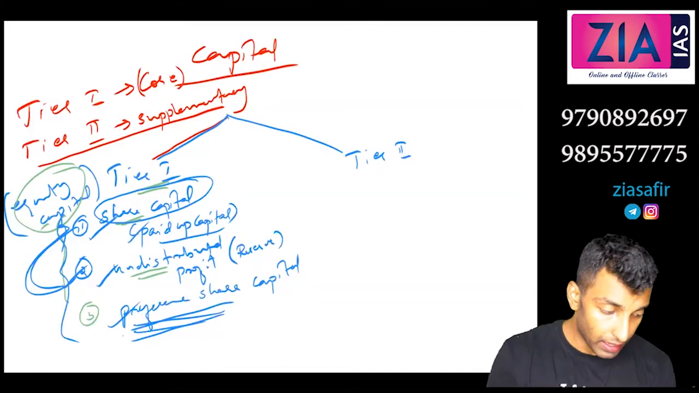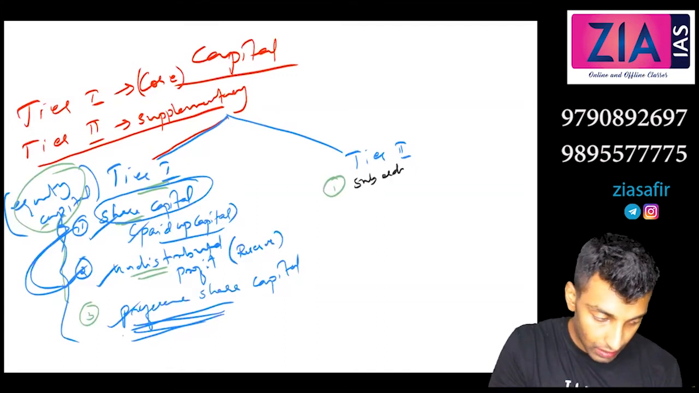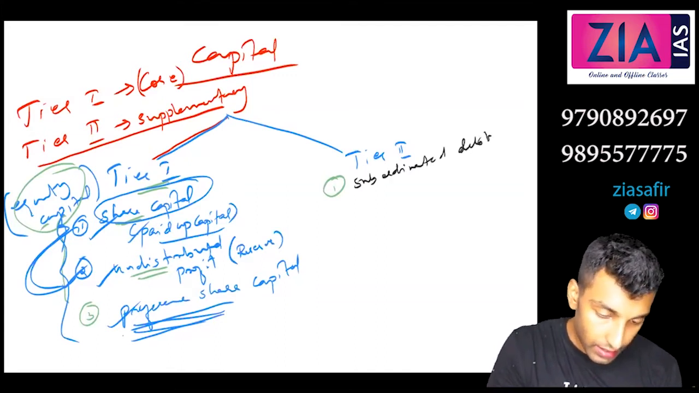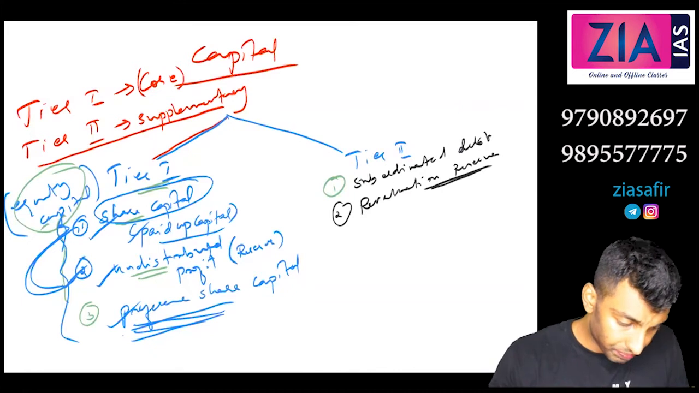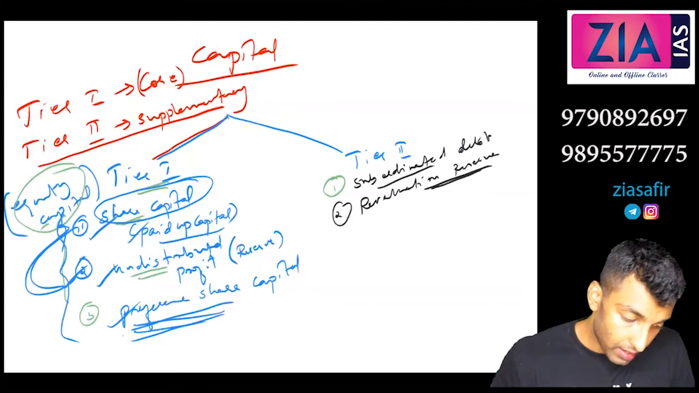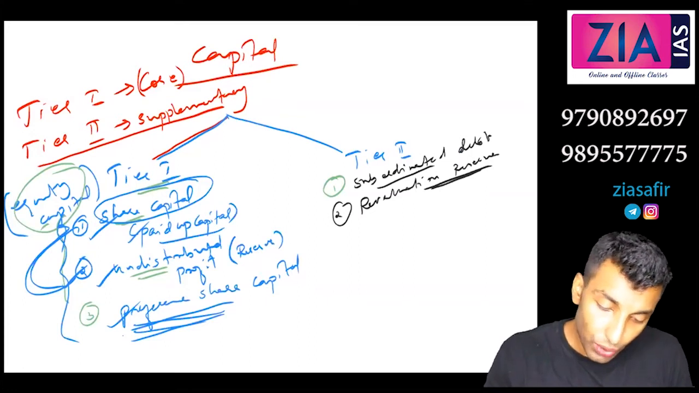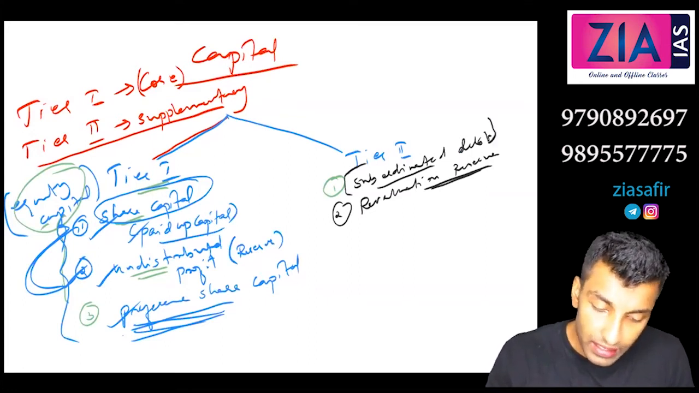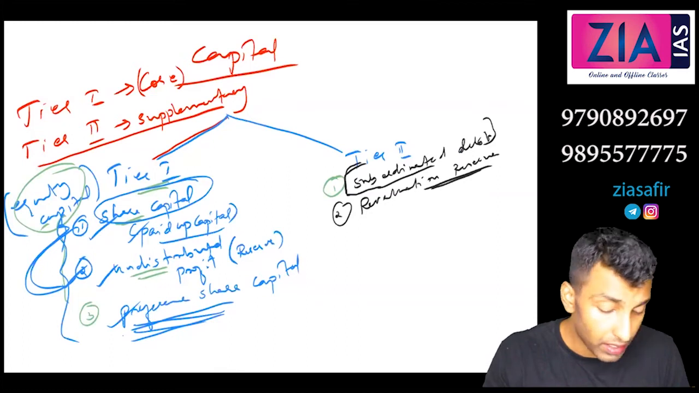Now, in the Tier 2 capital, first one, subordinated debt. Second one, revaluation reserve. Subordinated debt means this debt has a subordinated status compared with the normal debt, like the actual borrowers. With subordinated debt, they know from the start that they have a secondary claim over the assets of the bank in case of a problem with liquidation.